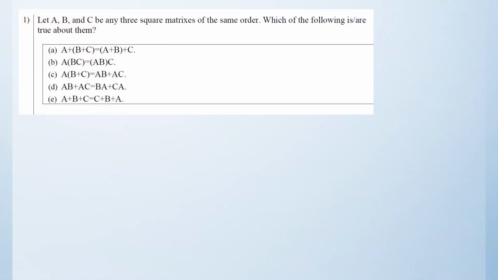Question number 1. We have three matrices A, B and C, any three square matrices of the same order. Which of the following are true about them? Since these three are square matrices of the same order, we know that we can add, multiply and subtract these three matrices in any order. So, we can add these three together, right? So that is the same as given in option A, plus B then C.